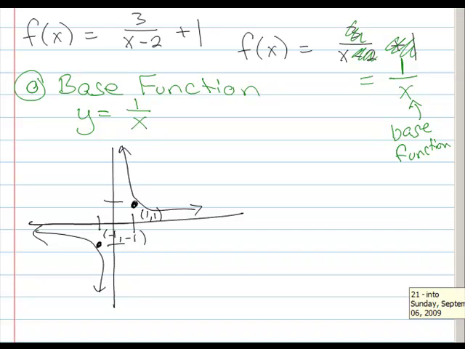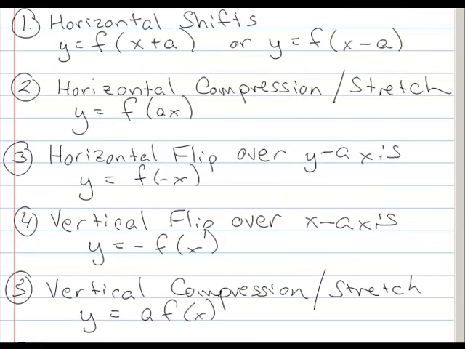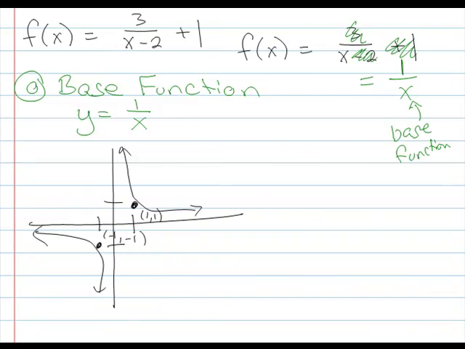So we're going to go back to our original list of things that we can do, and the first thing on this list is a horizontal shift. This is something that happens inside the function, something that gets added to x inside the function itself. So we're going to see, okay, do we have that over here? We do. If you look right here, we have this little -2 thing. This is our horizontal shift.